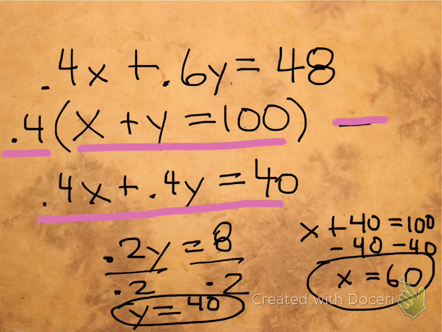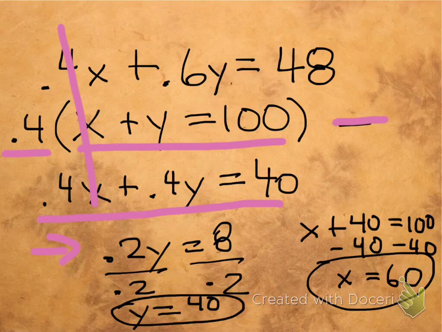Okay, so I'm going to take 0.4x minus 0.4x, and what that does is it eliminates the x. And then I'm going to take the same thing and line up my y's, and I'm going to take 0.6y minus 0.4y, which gives me 0.2y. And then I have to put the equal sign in between, but then I have 48 minus 40, which gives me 8. And so I solve for y by just dividing by 0.2 on both sides. I get y equals 40.